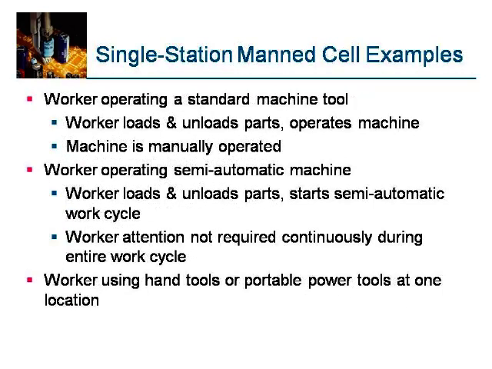Single station manned cell examples. Worker operating a standard machine tool: worker loads and unloads parts, operates machine. Machine is manually operated. Worker operating semi-automatic machine: worker loads, unloads parts, starts semi-automatic work cycle. Worker attention not required continuously during the entire work cycle. Worker using hand tools or portable power tools at one location.